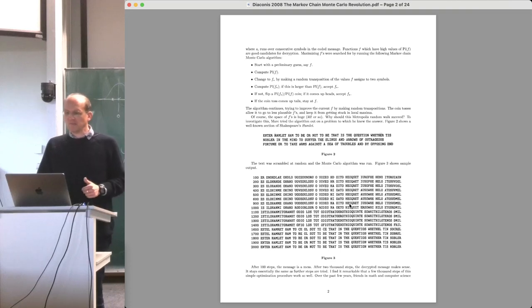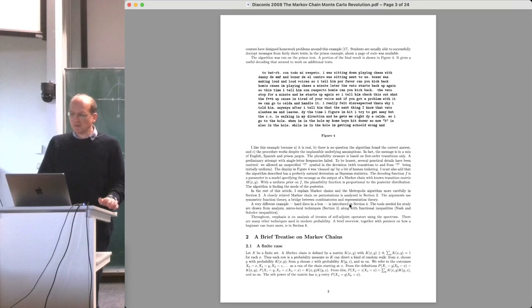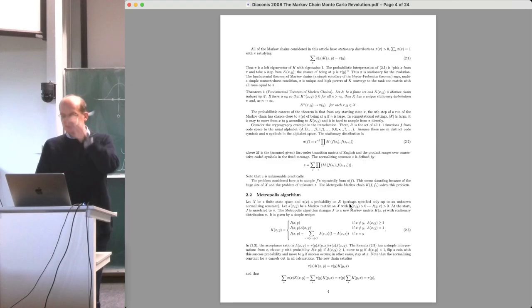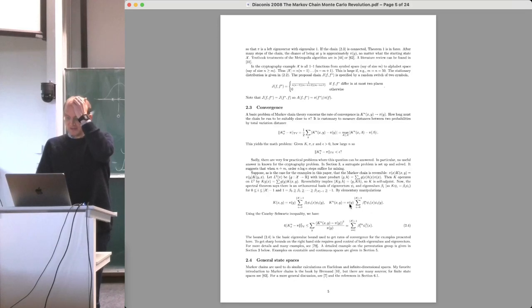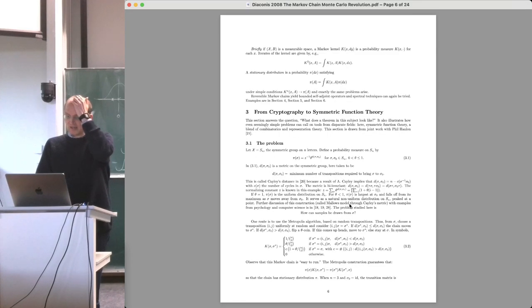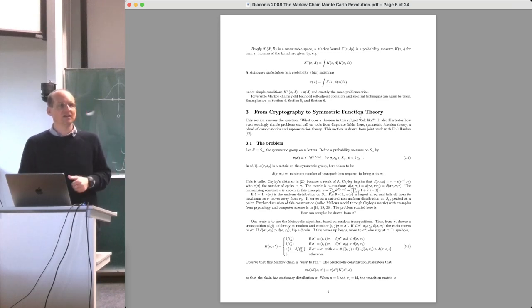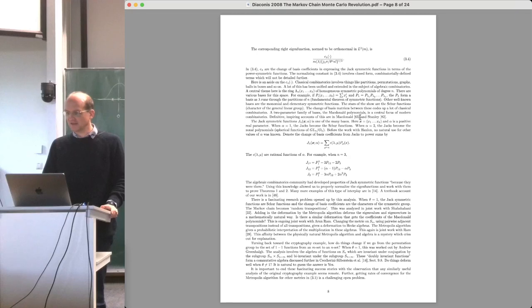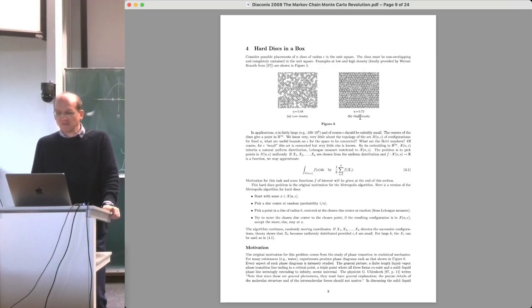When you look at the paper, he explains it very well, so it's very nice to read. He also gives a nice brief treatise on Markov chains, which I also show you on the slides a little bit. And then after a while, in section three, from cryptography to symmetric function theory, it really changes gears and becomes very mathematical. So this is getting very tough. However, these papers from Percy Diaconis are always worth a look. He's covering many topics.